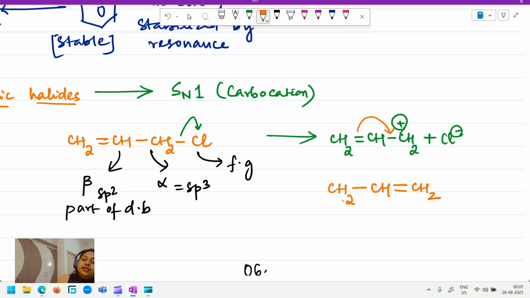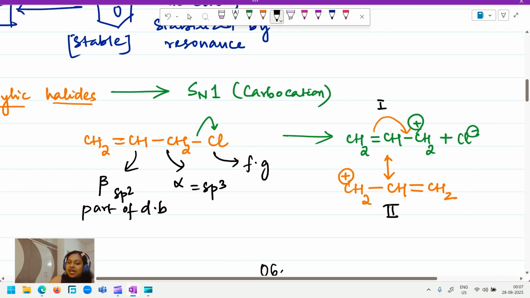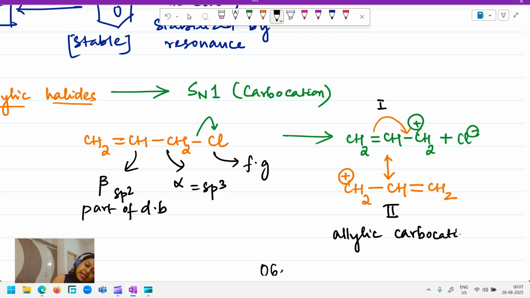Now, what would happen to the positive charge then? The leftmost carbon has only 3 bonds, so the positive charge would transfer to the other carbon. As a result, what do we have? 2 resonating structures, 1 and 2. Because of the availability of resonating structures, these carbocations are called allylic carbocations. Are we good? Allylic carbocations are very stable.